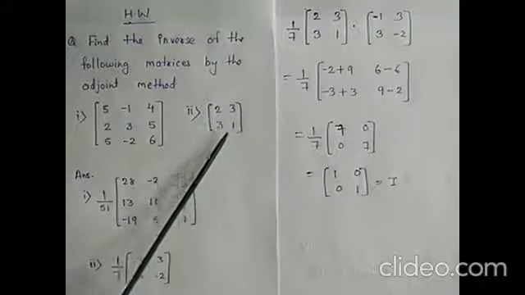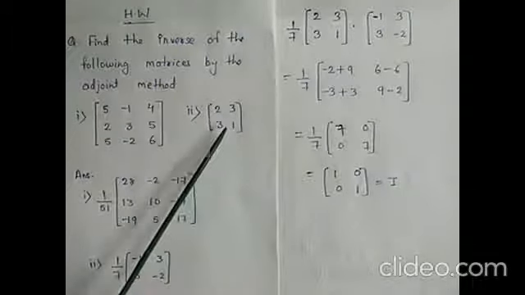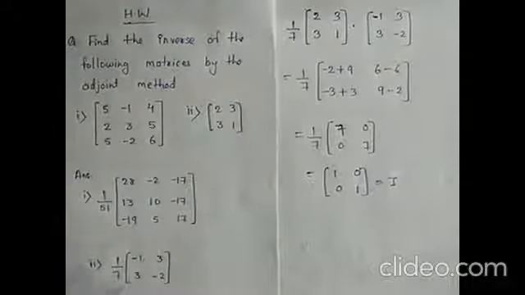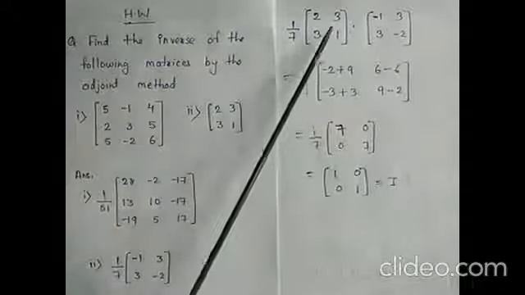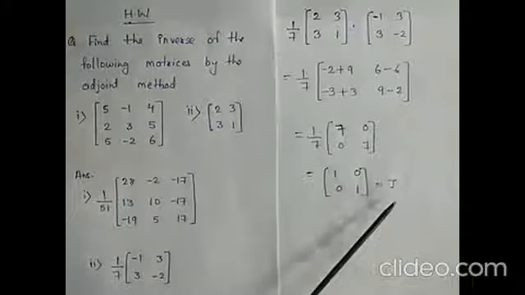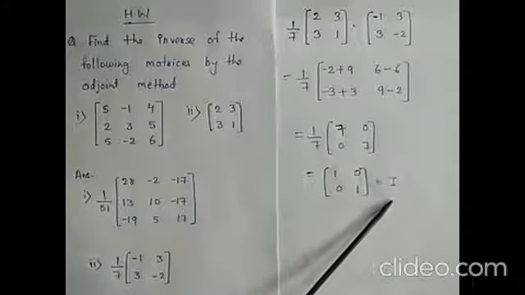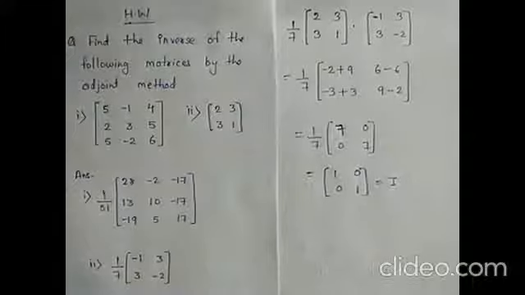Suppose this is matrix A, its order is 2 by 2. Suppose its inverse is B, its order is also 2 by 2. And after multiplying A with its inverse, we have got the identity matrix whose order is again 2 by 2. That means I can say simply 2. Is it clear? Okay. A into A inverse equals I. In this way you can check whether your answer is right or wrong.